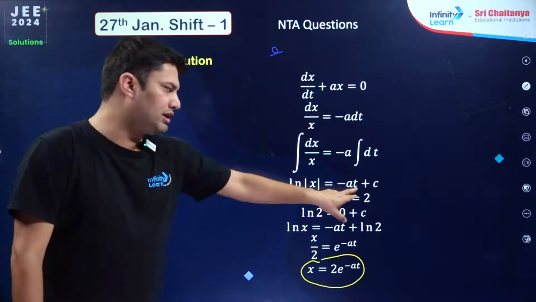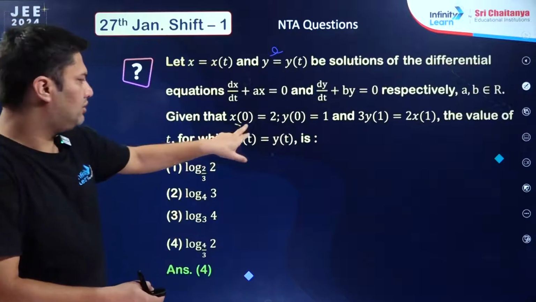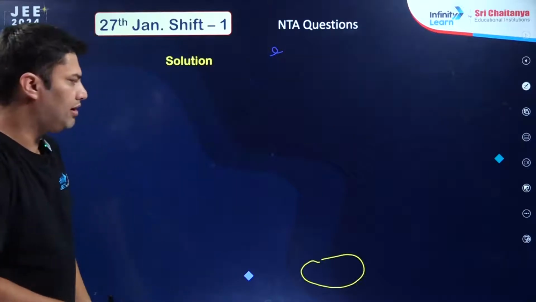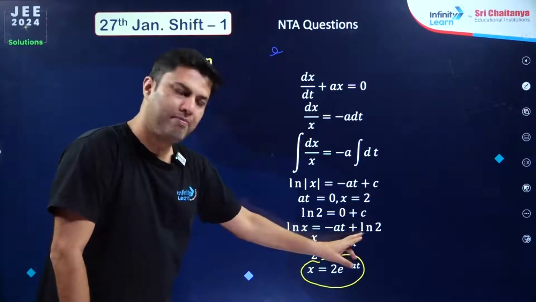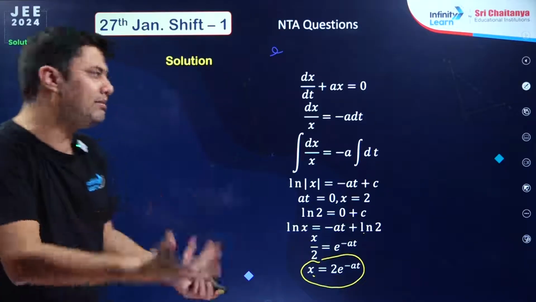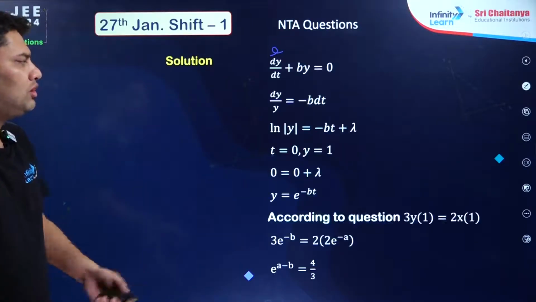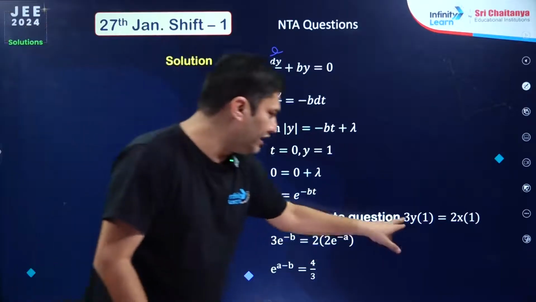First of all, you got this a and c, and ultimately the function is passing through a point. They have given you at time t0, the value of x is 2. So x is 2 here, so c is coming out to be log 2. So finally x is twice of e to the power minus at. Similarly, if you solve the other equation also, you will get y equal to e to the power minus bt.